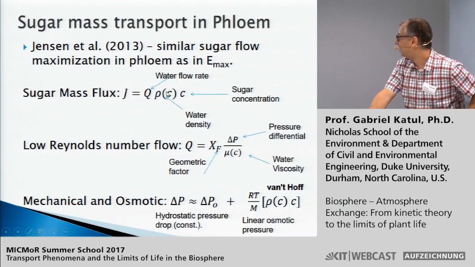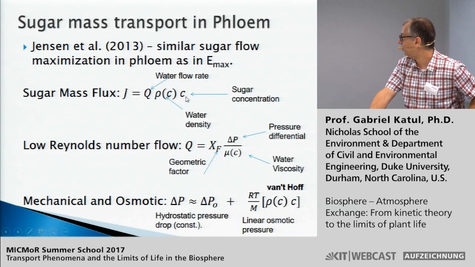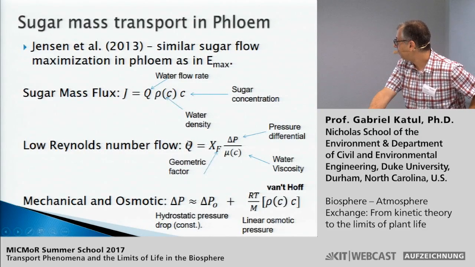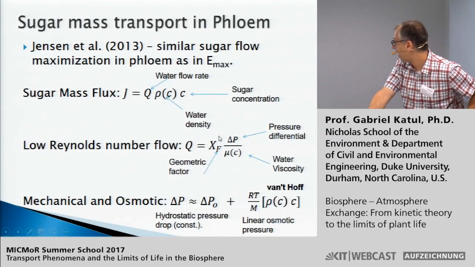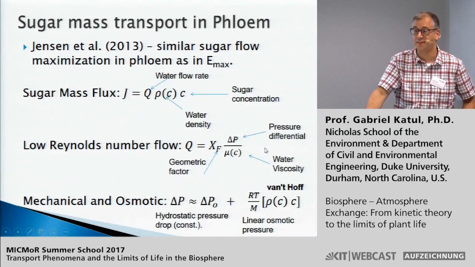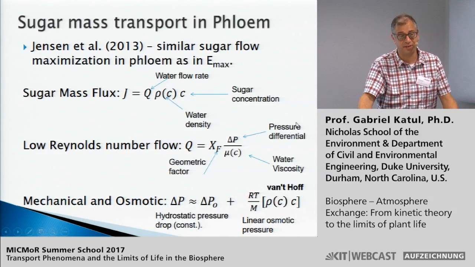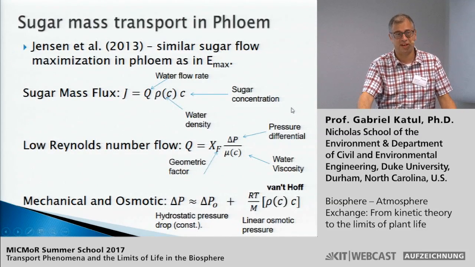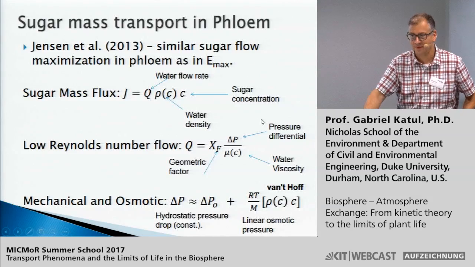And of course, the density still varies a little bit with the sugar concentration, but the driving force for that is the sugar concentration itself. Now, at low Reynolds number, which is the case for flow in the phloem, the flow rate is dependent on the pressure difference divided by the water viscosity. This is basically the Hagen-Poiseuille equation with just the geometric factors absorbed in one multiplier. Now, the water viscosity varies a lot with sugar concentration. Think of maple syrup. Very sugary, but very viscous, yeah?